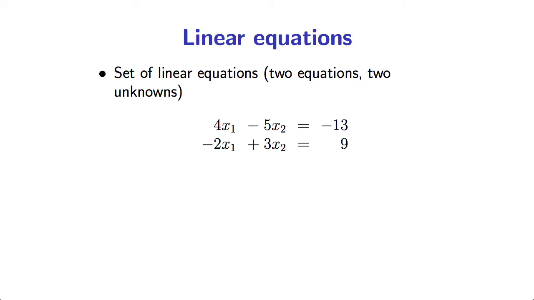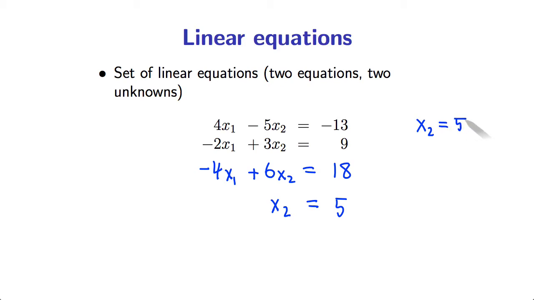The basic way of doing it is you multiply one of these rows, one of these equations, by some number such that it cancels out with another one. So here we could take the second row and multiply it by 2 to get negative 4x1 plus 6x2 equals 18. Then we're going to add it to the first equation, and the x1 terms cancel out. So what we're left with here is just x2 equals 5. I'll write that over here as the solution we have, x2 equals 5.